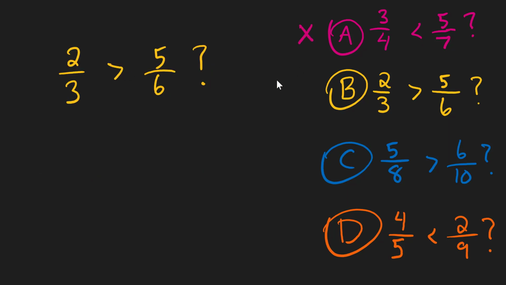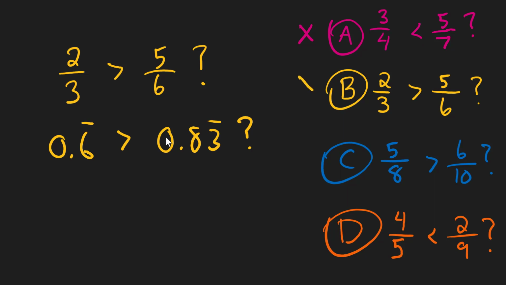How about part B? Is 2/3 greater than 5/6? Well, let's find out. Let's plug into our calculator 2 divided by 3, and that will give us 0.6 repeated. And 5 divided by 6 in our calculator will tell us that this is 0.83 repeated. And is 0.6 greater than 0.83? No, it is not. This is not true, and so part B is also not true.